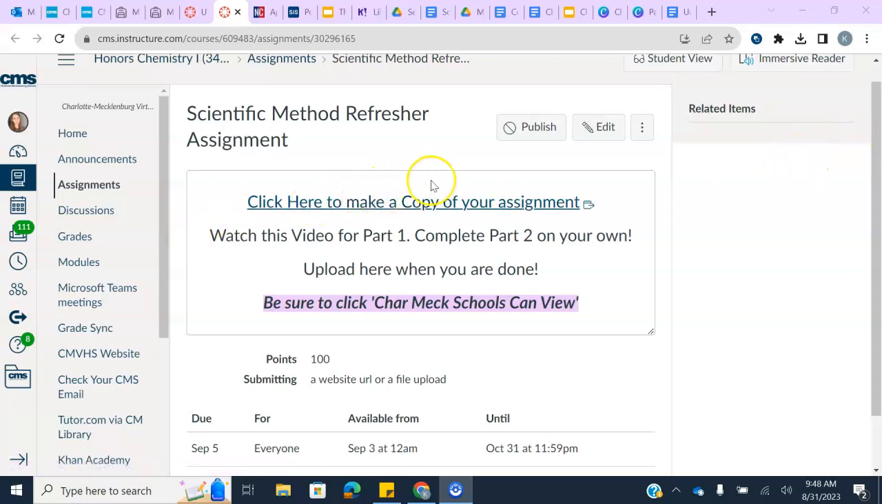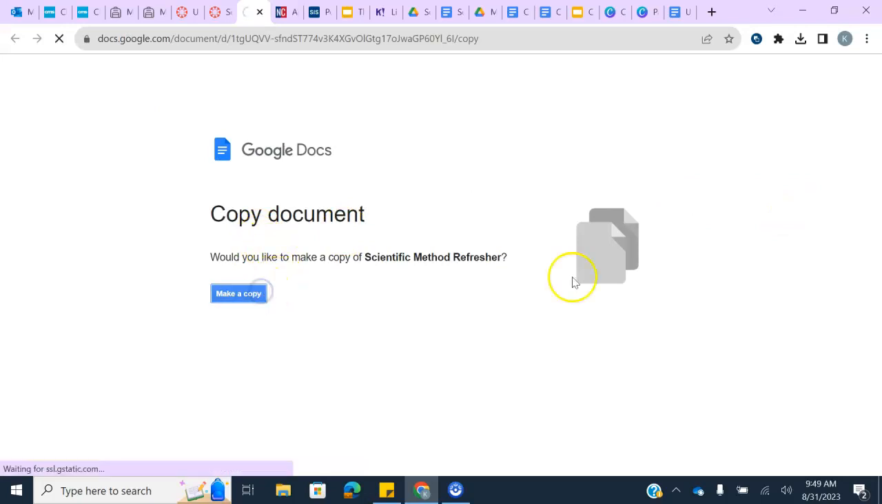So I'm going to show you how to do this assignment. I'm going to do some examples with you, and then you guys will do some independently. So when you open this up, of course, it will force you to make a copy, so you don't have to worry about it. You'll already have your copy made.